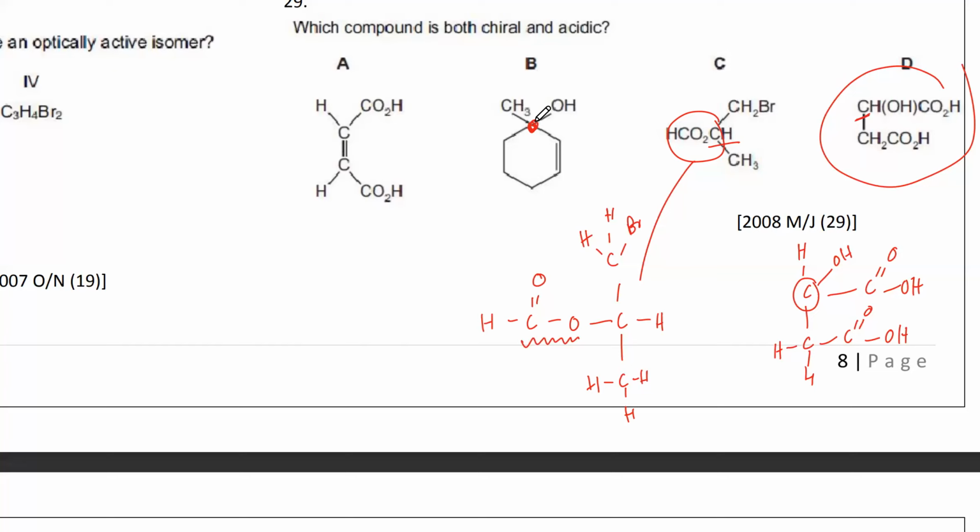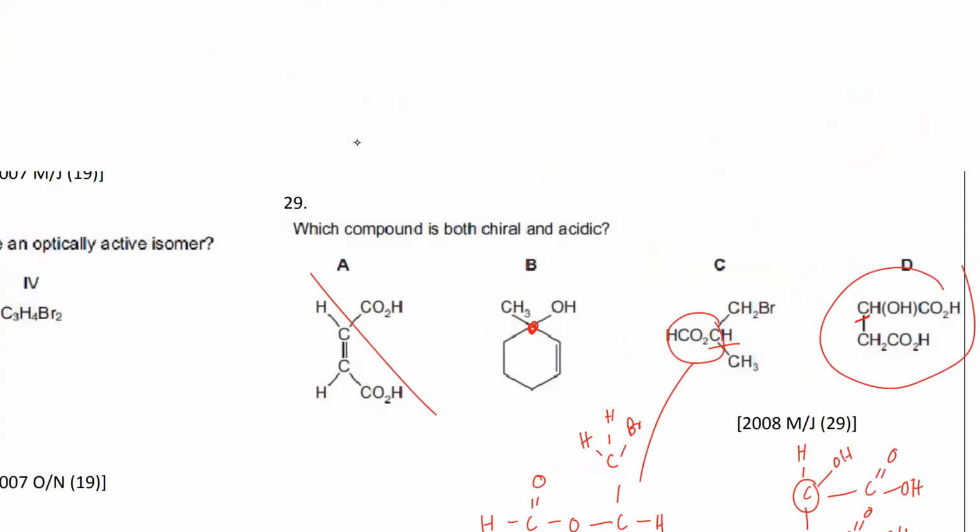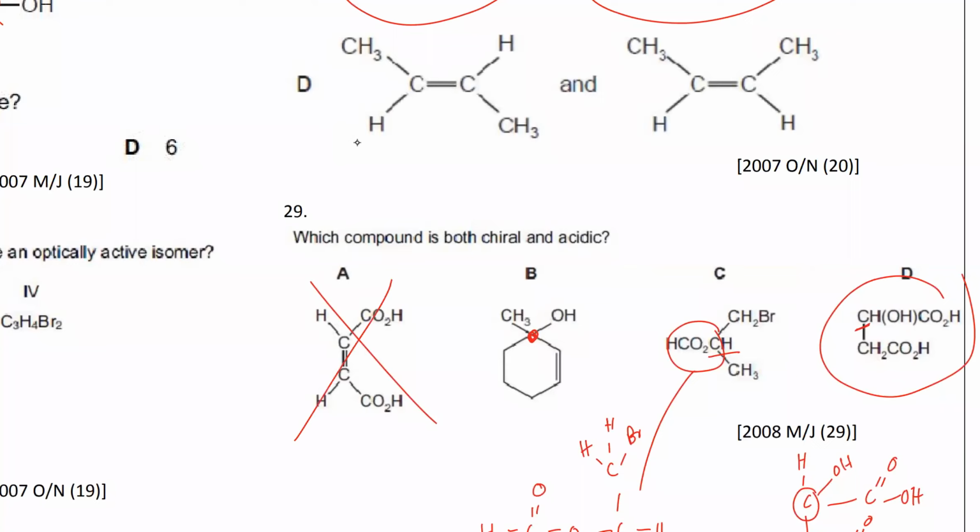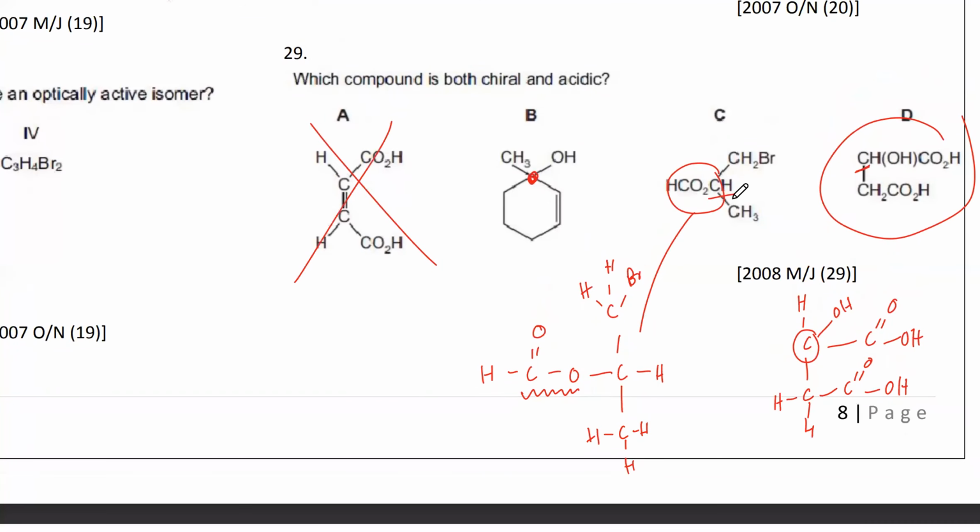This carbon over here, all four sides are different. This side you have a double bond, this side you don't. So all four sides around this carbon atom are different. This one doesn't even have a chiral center, so that one is out of the question. Is that clear? Yes, sir. Got it.